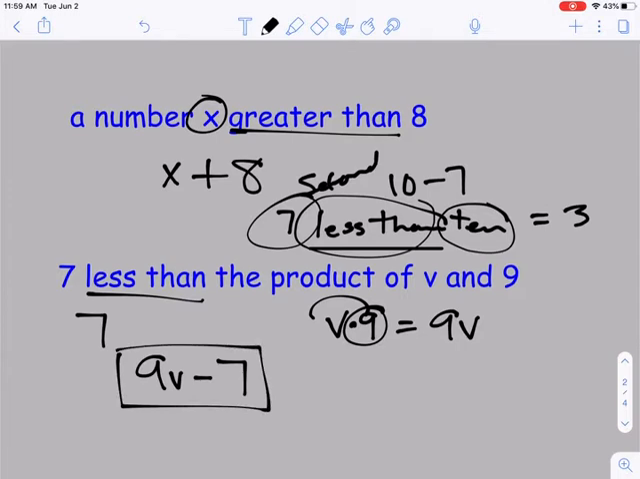So be careful when you see that less than. When you see minus, then you can do those left to right. But when you see less than, you've got to read it and make sure that you're putting it in correctly. And there are a lot of little ways that you can make mistakes with these.